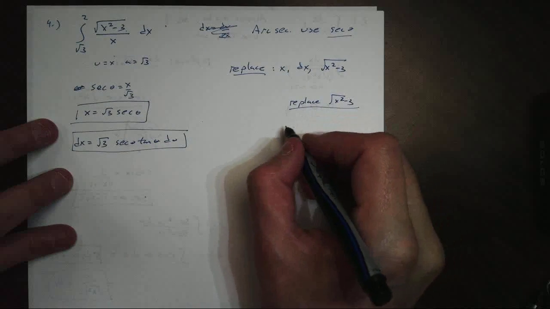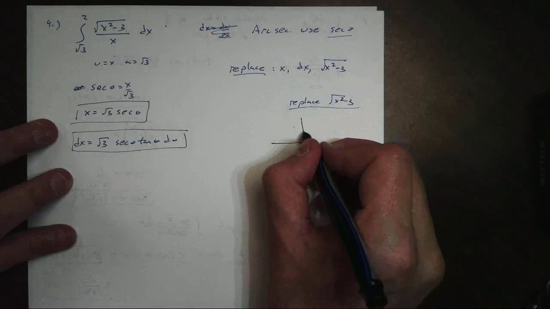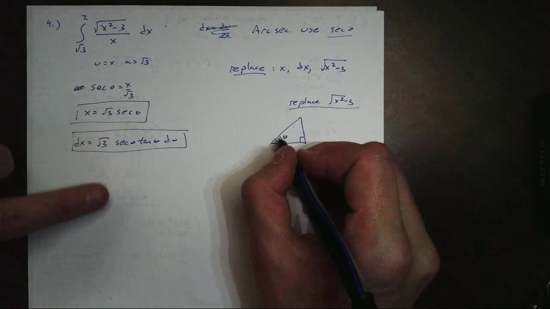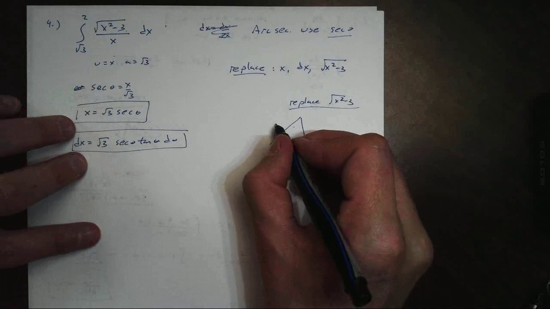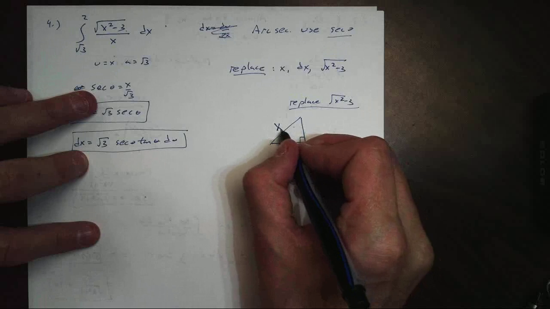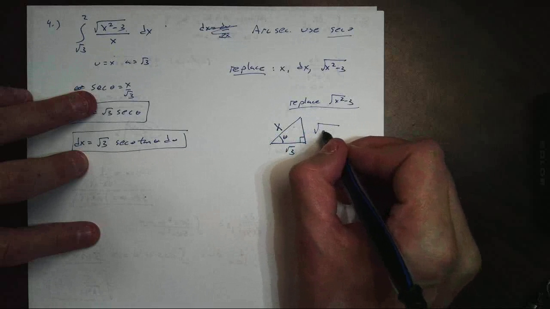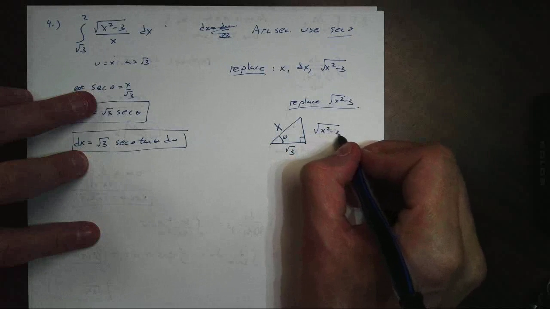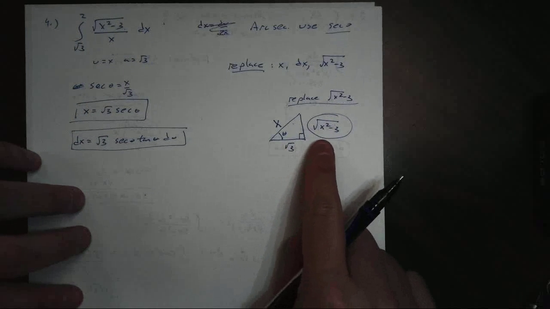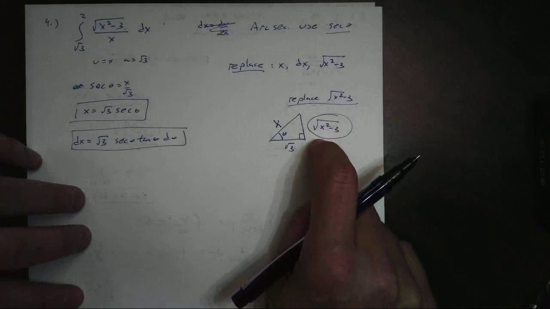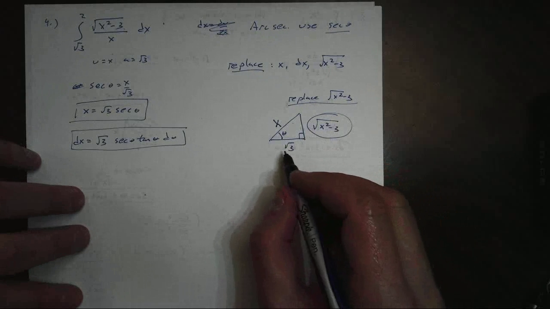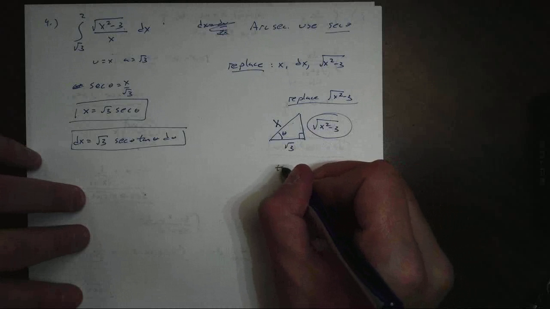To replace the x squared minus 3, use your right triangles. There's theta. Secant, be careful, secant is hypotenuse over the adjacent. And that's going to give me this length over here as the opposite side, x squared minus 3. This is what I want. So which trig function will nicely give us, with the fewest number of variables, the opposite side? In this case we're going to use tangent of theta.